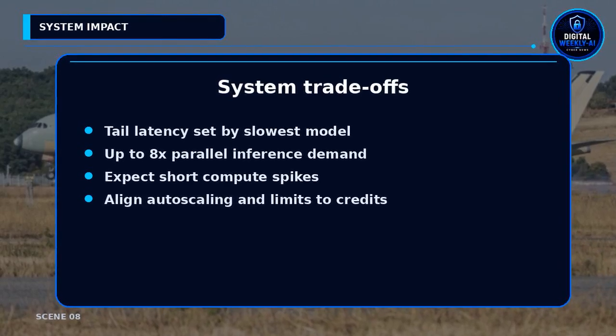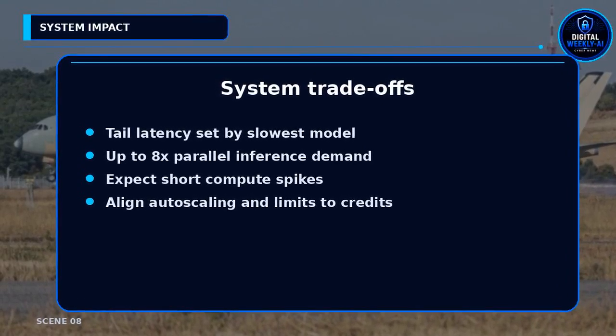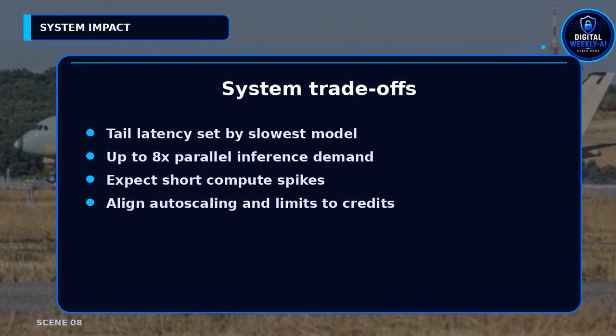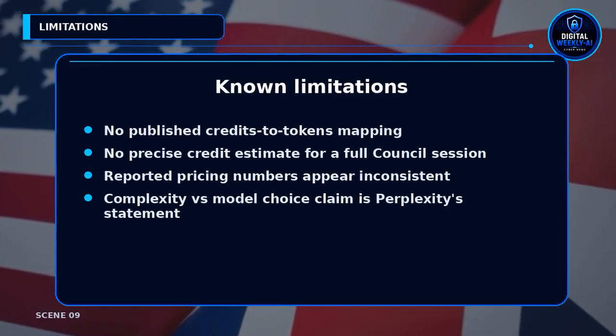Orchestrating parallel subagents changes load patterns. A weight barrier makes response time depend on the slowest model. Up to 8 models multiplies inference demand. Expect short-term compute spikes. Map auto-scaling and rate limits to credit-based costs. And test worst-case latency. Important unknowns remain.